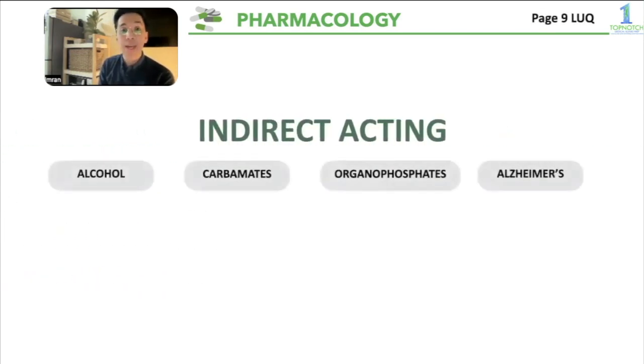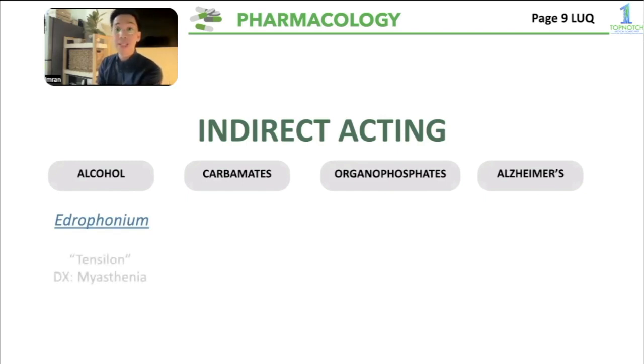Puntahan natin ngayon ang indirect acting. Okay? Sa indirect acting, we have the following types of drugs. Your alcohol includes your edrophonium, no? Yung edrophonium, kilala siya as your Tensilon test, no? Yan yung brand name niya. It's used for the diagnosis. Again, it's used for the diagnosis only of myasthenia.